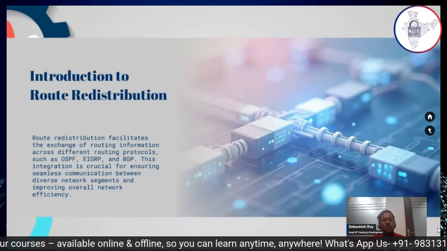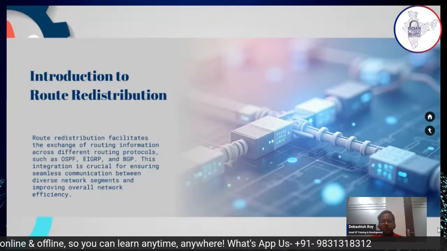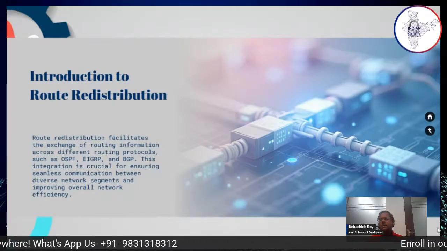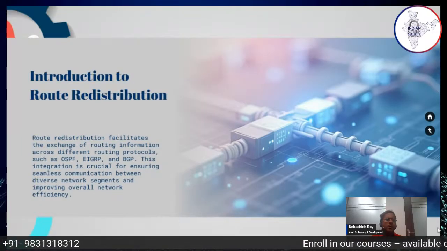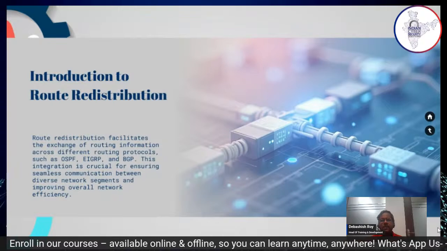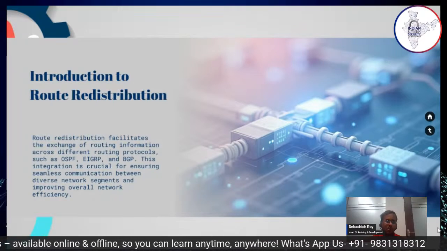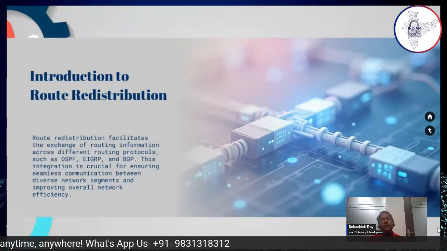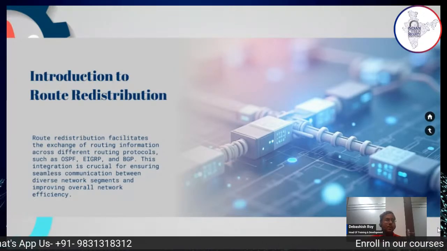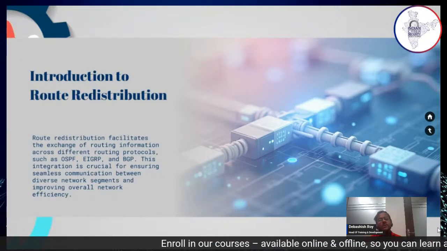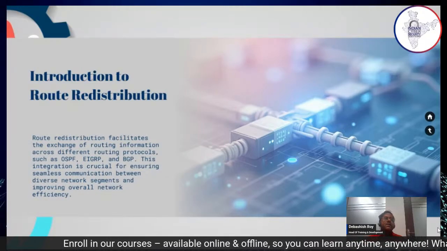This integration is crucial for ensuring seamless communication between diverse network segments and improving network efficiency, because it is needed, because in every routing domain or every enterprise the protocol is different. You cannot say that every enterprise has to use OSPF or every enterprise has to use EIGRP or BGP. That cannot be the rule. They have their own protocol, their own domain, and they will not change it. So you have two choices. Either you can go for static routing or you can go for redistribution. It is better to go for redistribution because there you can keep the existing infrastructure intact.